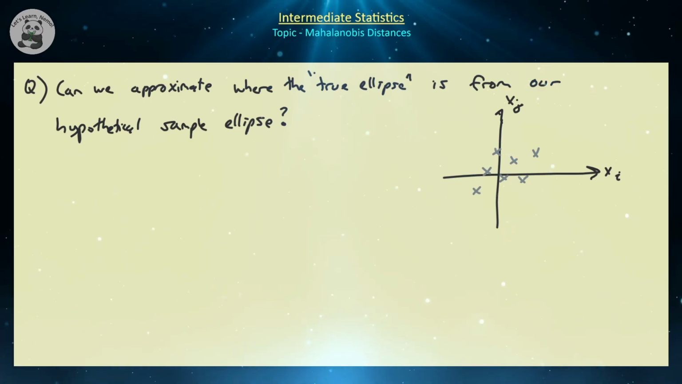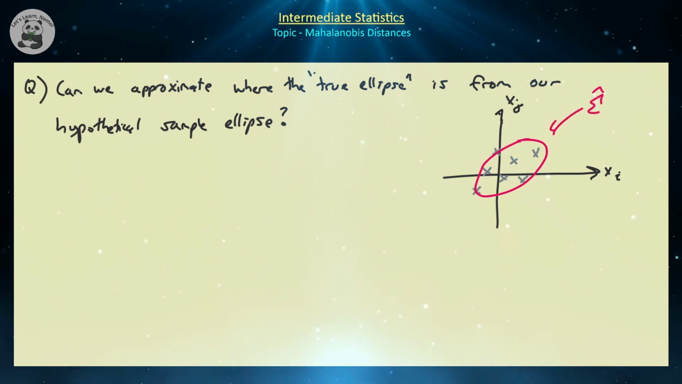The last question that I want to end with today is more on the hypothesis testing side. Can we approximate where the true ellipse is for, say, a 2-dimensional projection of our data from our hypothetical sample ellipse? So we have our points in 2-dimensional space, say for variables xi and xj. Obviously, we're going to have an eigenvalue i and an eigenvalue j, and an eigenvector i and an eigenvector j. So there's definitely going to be some ellipse that fits this data based on our covariance matrix. In particular, that's going to be generated from a sample covariance matrix.